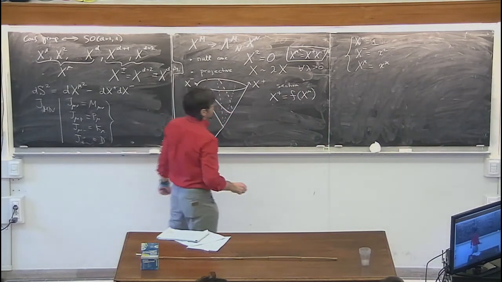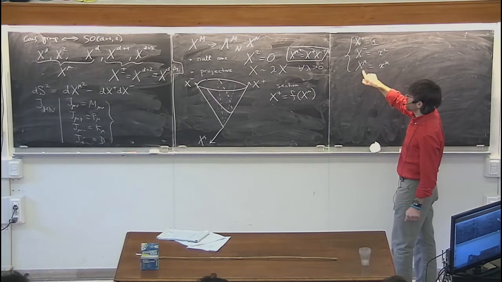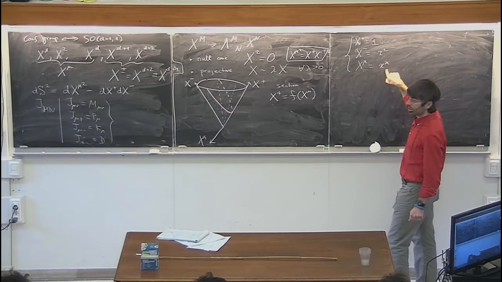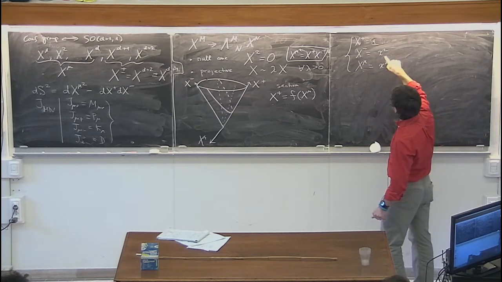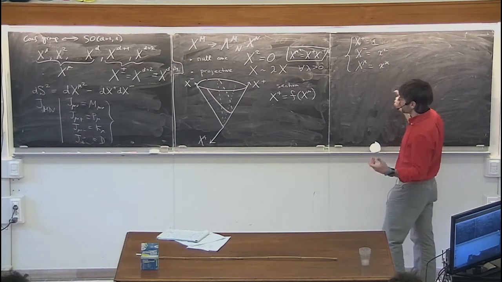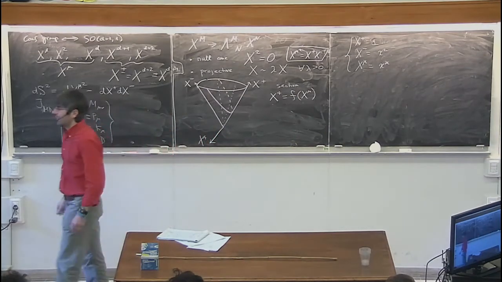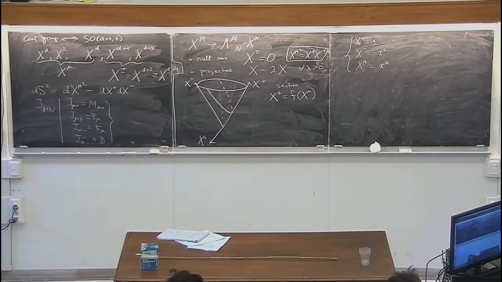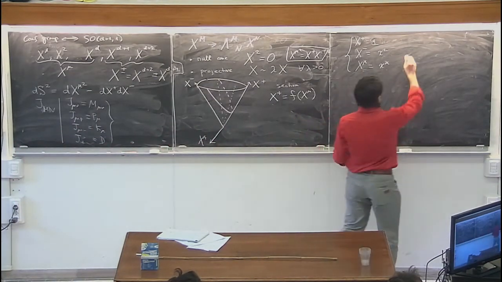So in other words, I'm going to identify the big x mu with the small Euclidean x mu, then x minus is equal to x squared and x plus is equal to 1. So I put my Euclidean space inside this Lorentzian null cone. So this we are going to call Euclidean section.